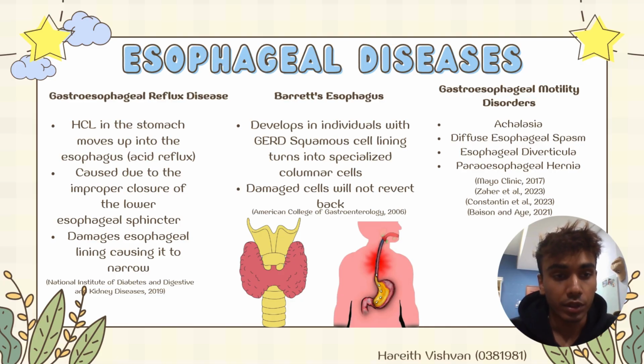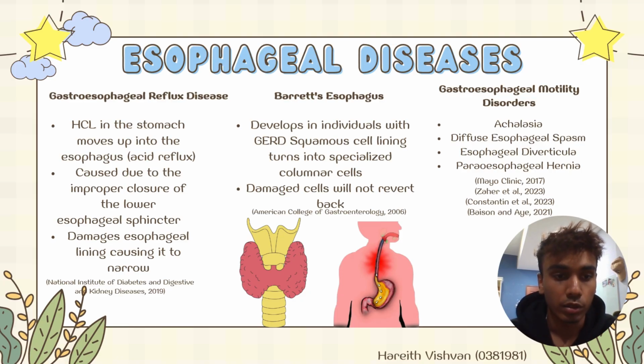The last set of diseases is under the gastroesophageal motility disorders. The first disease, known as achalasia, is when the lower esophageal sphincter is permanently closed. Next is diffuse esophageal spasm, which is uncontrolled contractions of the esophagus that cause difficulty in swallowing, chest pains, and regurgitation as the movement of food and water into the stomach is affected.